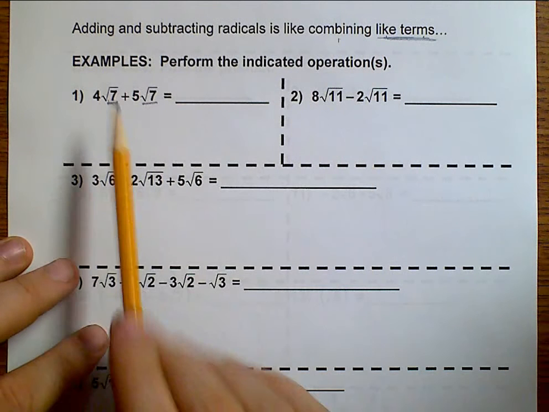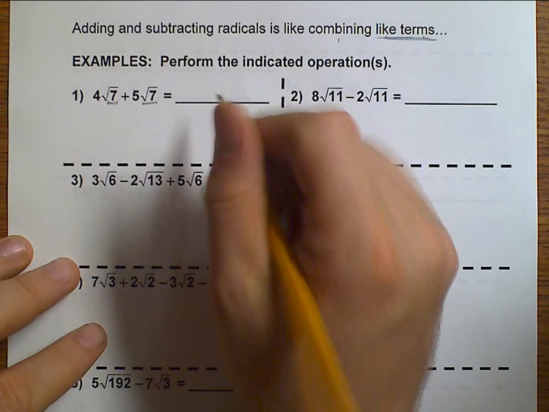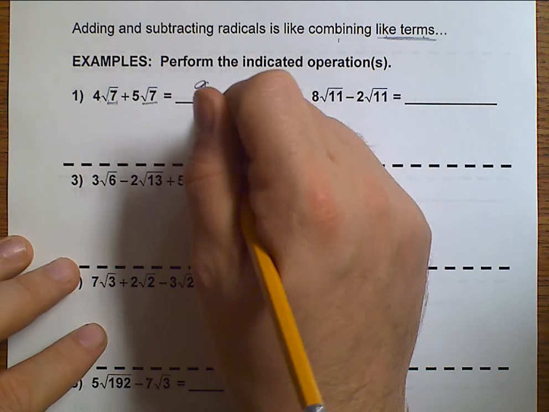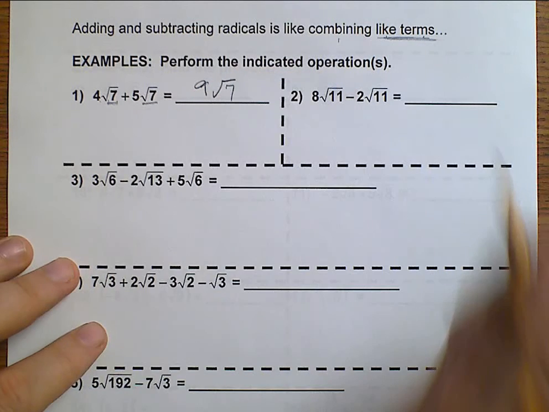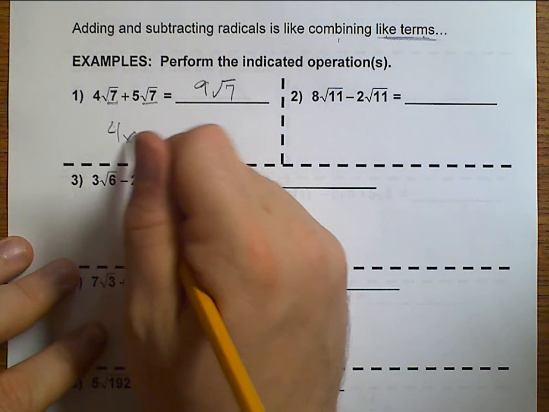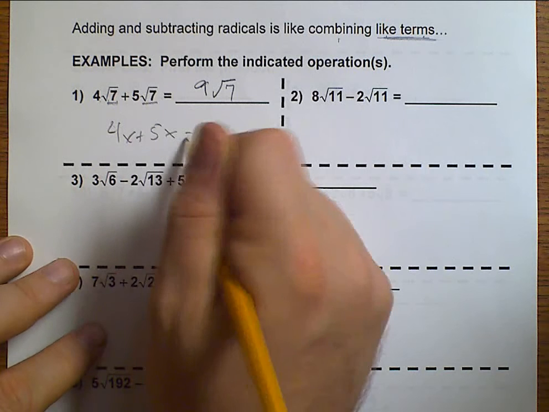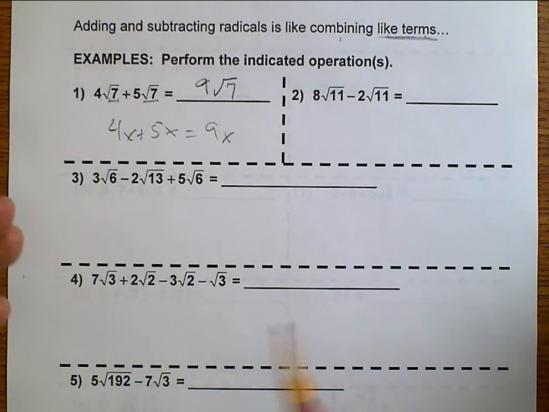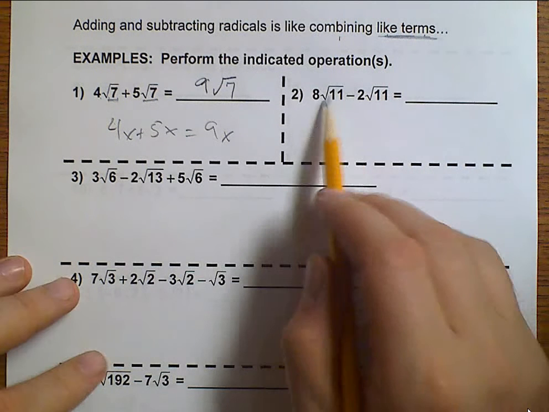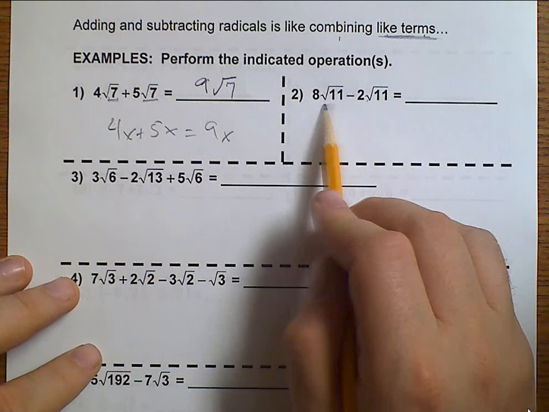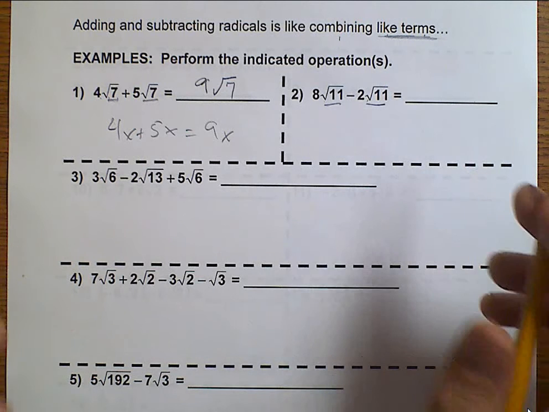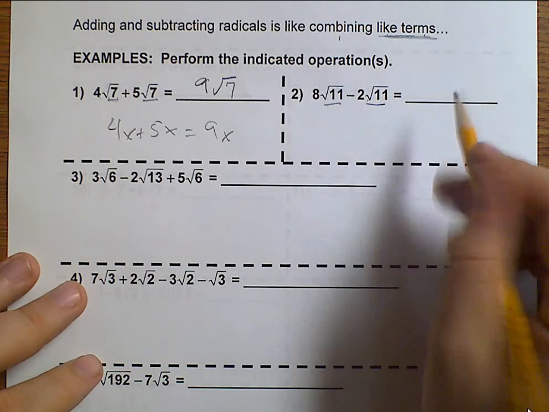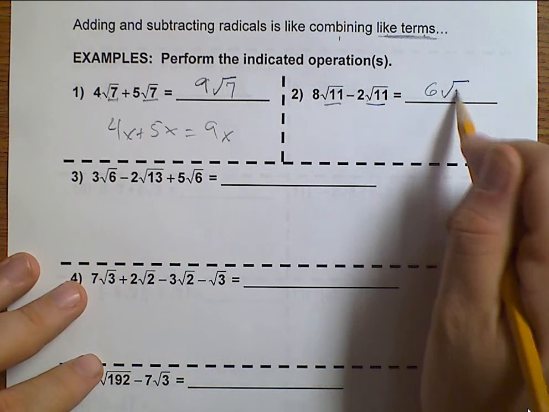And so 4 plus 5 makes 9 on the square root of 7. Just like if this were 4x plus 5x, that equals 9x. Works just the same. So over here, works the same way. Those are the same, so they're alike. That means we can combine them. So 8 minus 2 is 6 on the square root of 11.